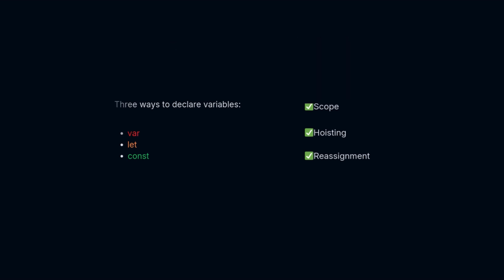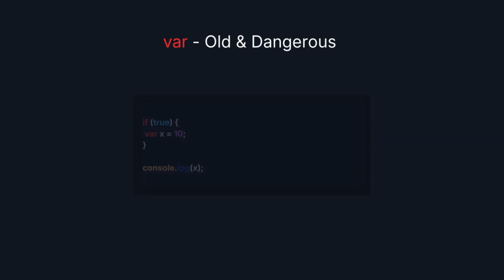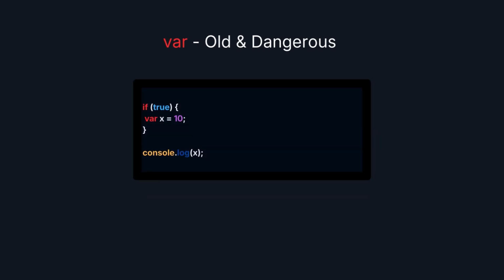And here is a code snippet which has a variable declaration of x equal to 10 inside an if block and a console.log which prints the variable. So what do you think would be the output on the console? The output would be 10 because var is function scoped and not block scoped. So even though x is inside the if block, it leaks outside.